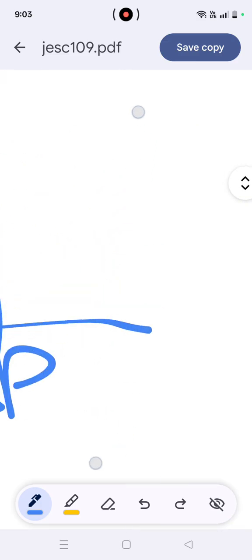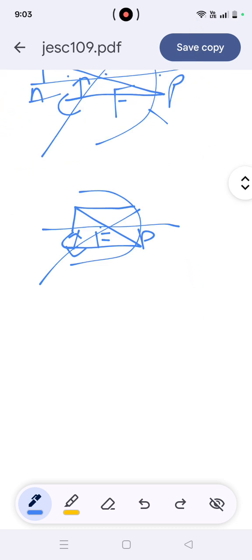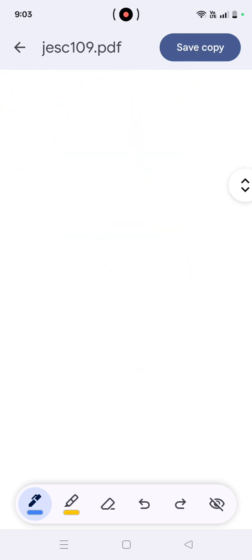Second case, if the... why is it not zooming? I've zoomed a lot now. Zoomed a lot. Zoom now, zoom. Yeah, nice.